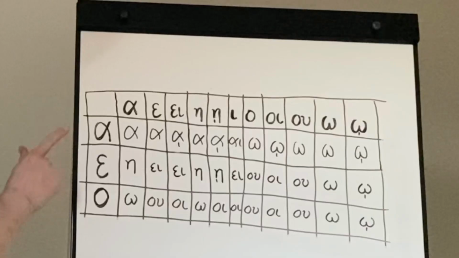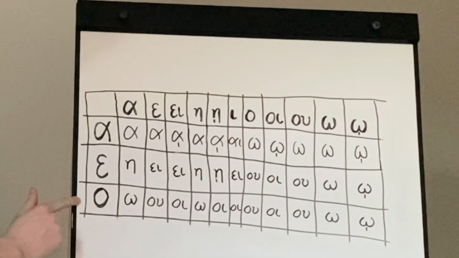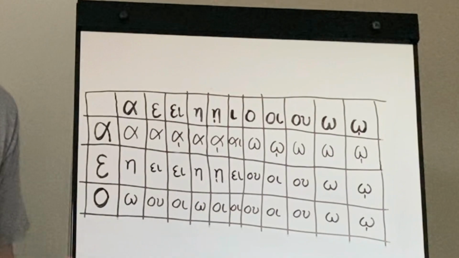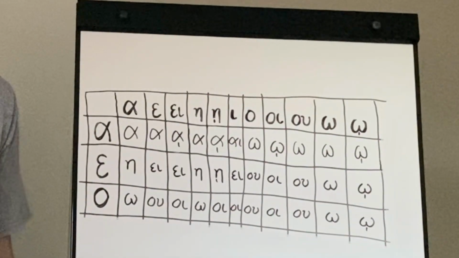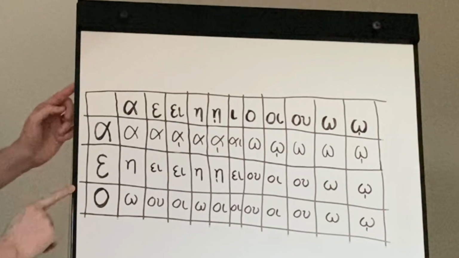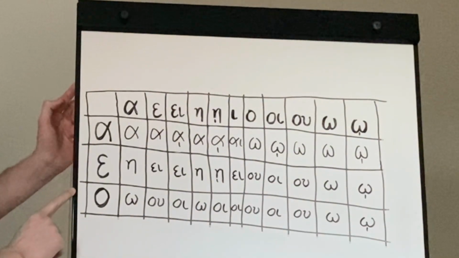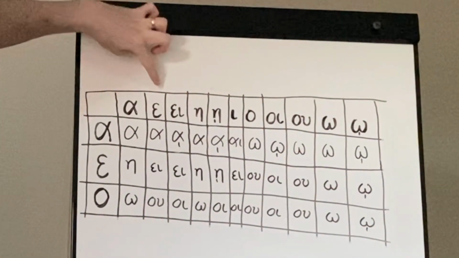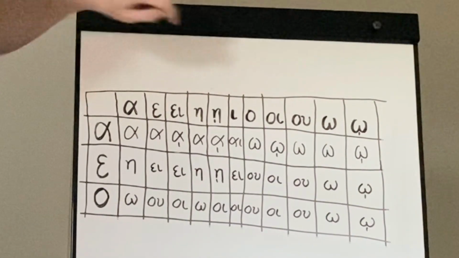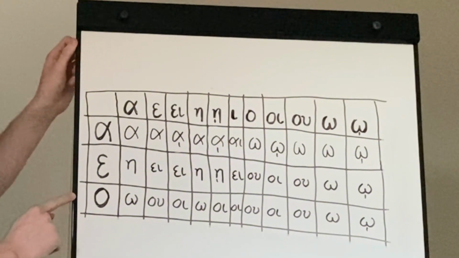Well, at this side, you have alpha, epsilon, and omicron, the three contract vowels. These are the three possible vowels that you might find at the end of a verb stem, which will contract with a verb's person ending. So, in this left column, you've got the three contract vowels. And along the top row, you have got all of the vowels, or diphthongs, which these three vowels can possibly contract with.